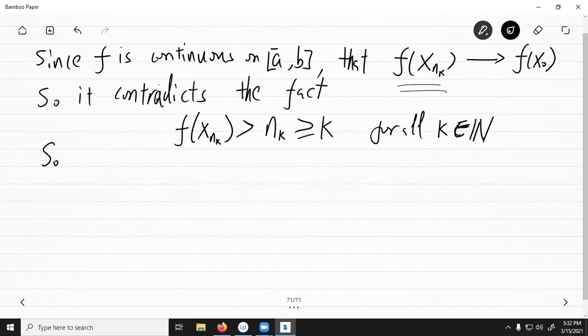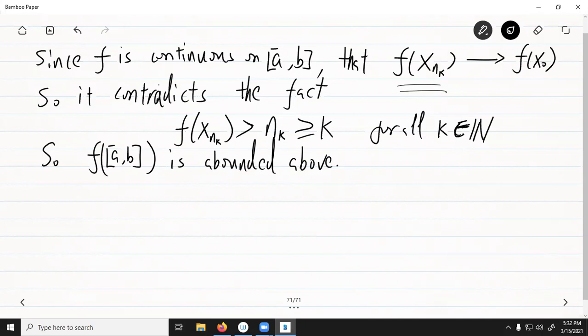So f of AB, this is the image, is bounded above. Okay. So now we will use this lemma to prove our extreme value theorem. So this is the end of the proof.